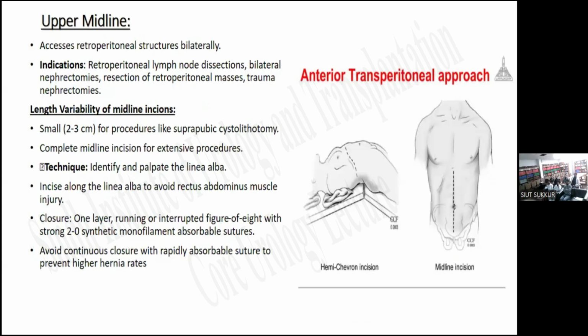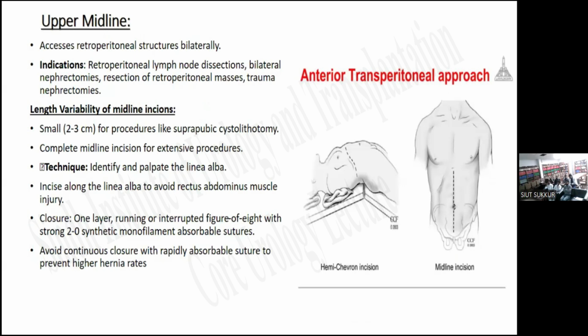The upper midline is used to access the retroperitoneal structures bilaterally. The indications include bilateral nephrectomies, resection of retroperitoneal masses, and trauma nephrectomies. The length of the incision can vary depending upon the procedure being performed. A small incision like 2-3 centimeters can be given for suprapubic lithotomy, or a complete midline incision can be given for extensive procedures.